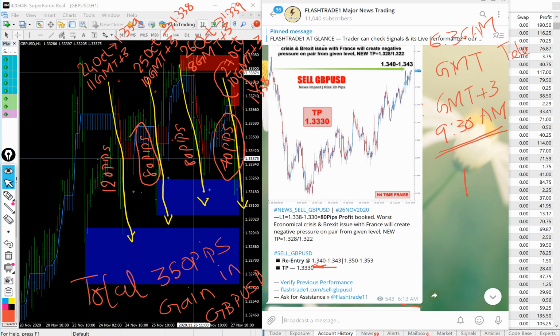So in free signals, the level was missed by just 10 pips. But if any client contacted us personally by going to Flash Trade One and asked for assistance, then we guided them that they could take the market entry and place the order. And those clients precisely made 80 pips gain in GBP USD yesterday. So this is how the profit is made in free signals.